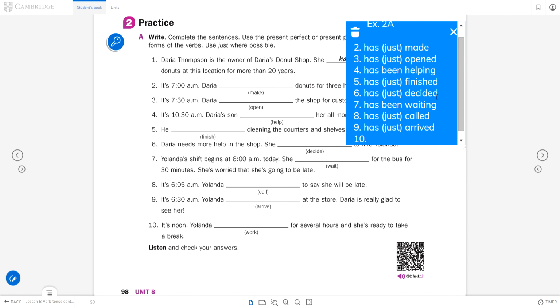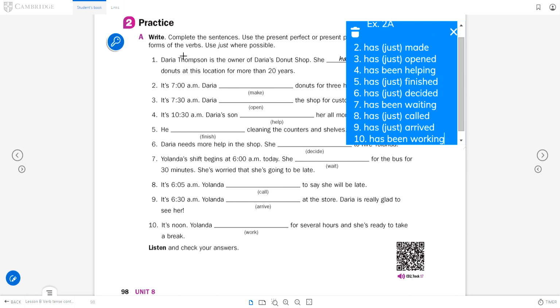So now this is different. See, it gives me the idea that the action is started but didn't finish. It will keep going after the break. It will keep going into the near future. So that's why number 10 is present perfect continuous. So look, Yolanda has been working for several hours and she's ready to take a break. Okay, so let's just confirm if we got them all correct before we take our break.